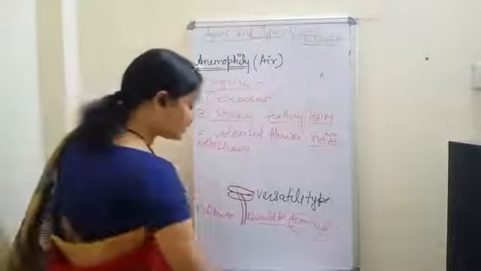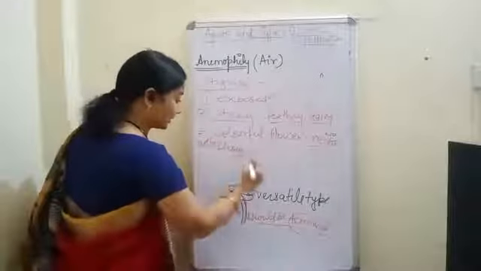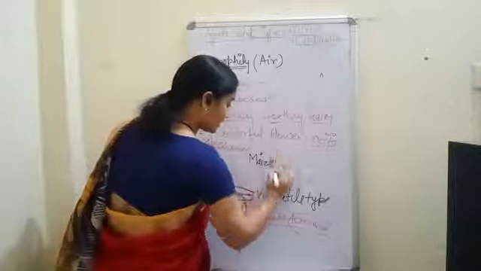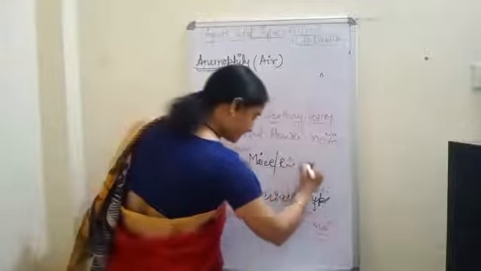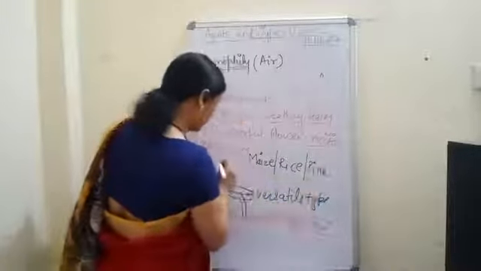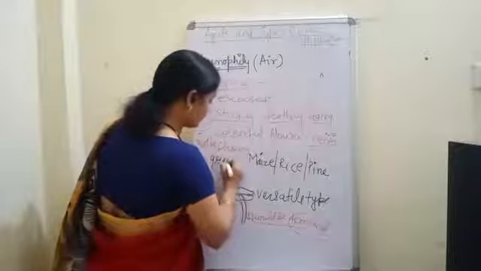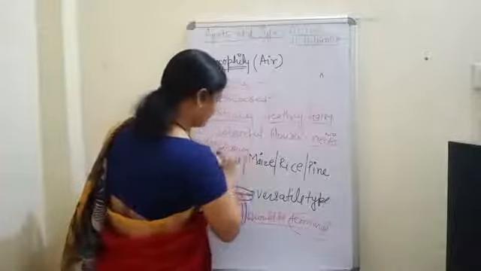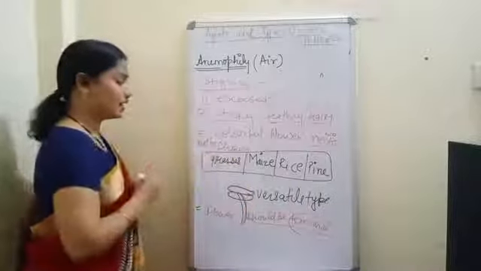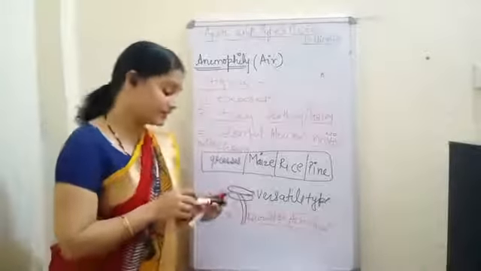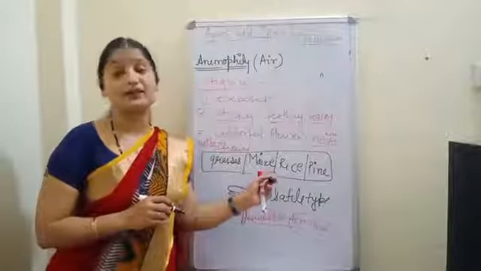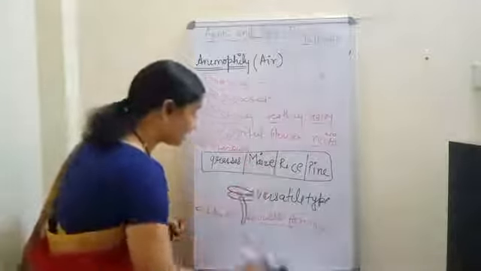Now see, some common examples are maize, rice and pine plus grasses. These are some common examples. Grasses, maize, rice and pine. This maize is also in your practical. Okay. What happens in case of maize?